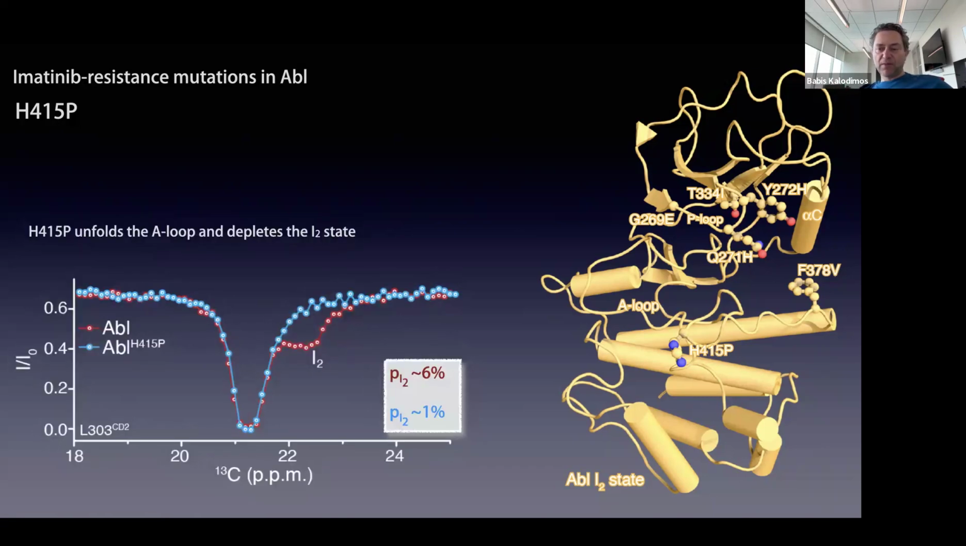How can we test this hypothesis? We can do this very nicely with our approach. When you look at the red here, which is wild type Abl, you see the presence of the I2 state. But when you introduce this mutation, histidine to proline, the drug resistance mutation, you can see that this I2 basically disappears. It's flat. That means the population of this inactive state has been reduced to less than 1%. This is the reason the state is destabilized, and the reason why Glivec now binds with much lower affinity. This is what gives rise to a drug-resistant mutation.